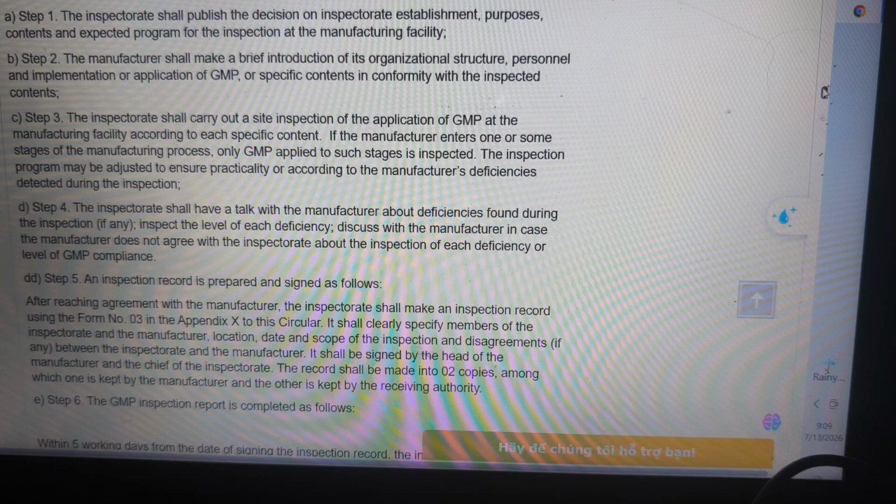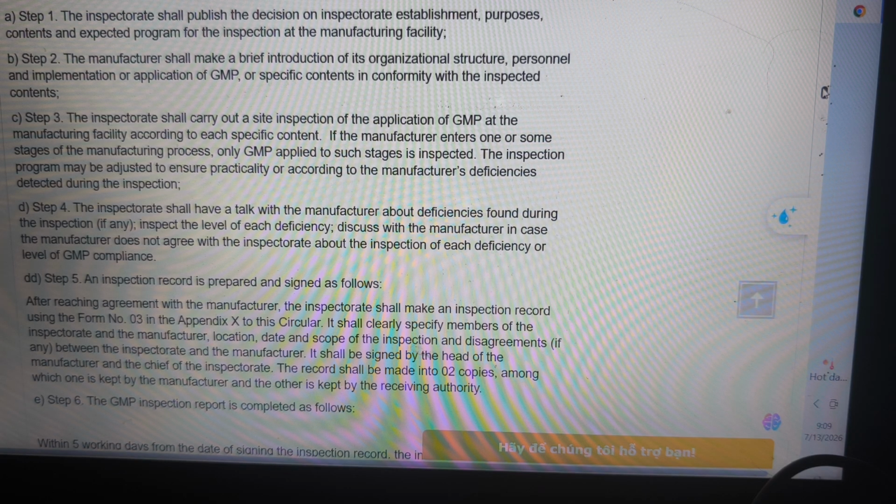Step 4. The inspectorate shall have a talk with the manufacturers about the deficiencies found during the inspection, if any. Inspect the level of each deficiency, and discuss with the manufacturers in case the manufacturer does not agree with the inspectorate about the inspection of each deficiency or level of GMP compliance.